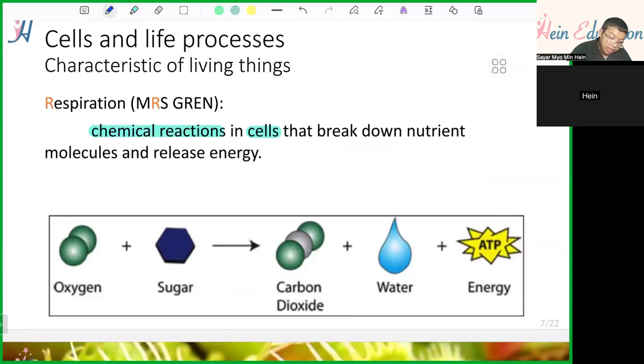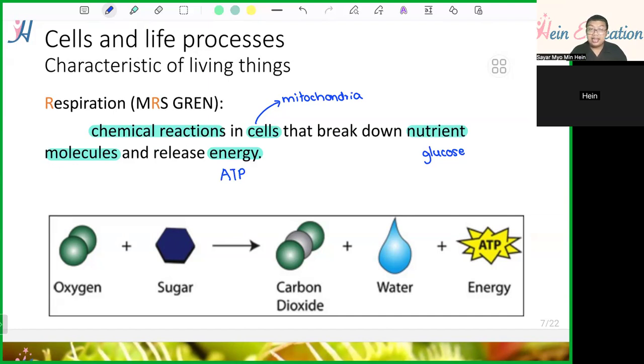Specifically in the cell, aerobic respiration takes place in the mitochondria, which breaks down nutrient molecules to release energy. Nutrient molecules in this case means glucose. In a simple way, in the mitochondria, the nutrient molecule glucose is broken down by oxygen and releases energy, in the form of adenosine triphosphate or ATP.